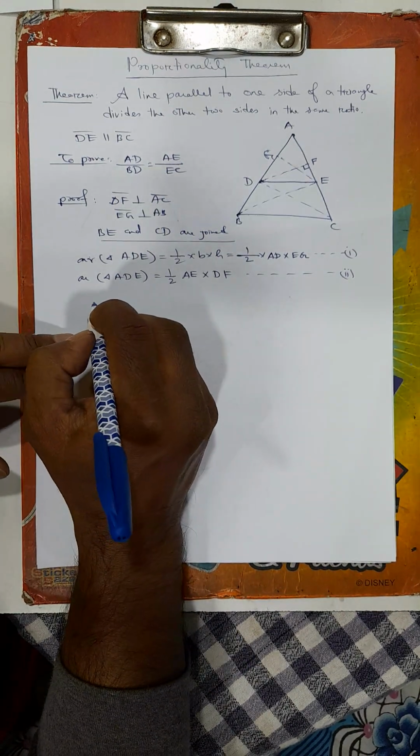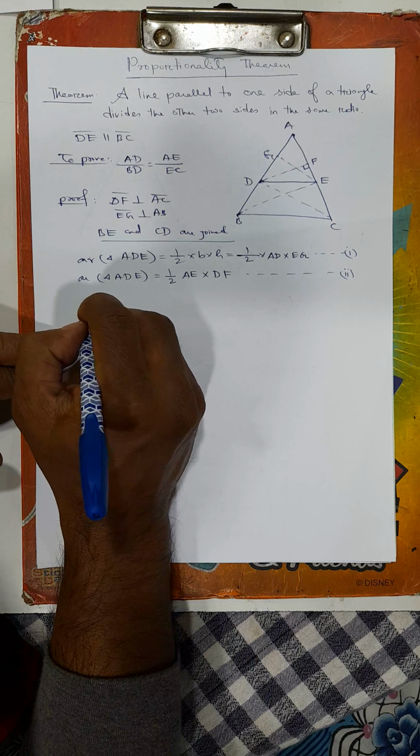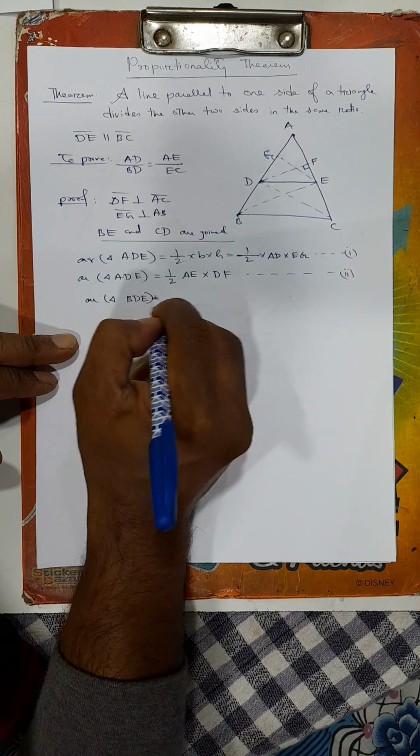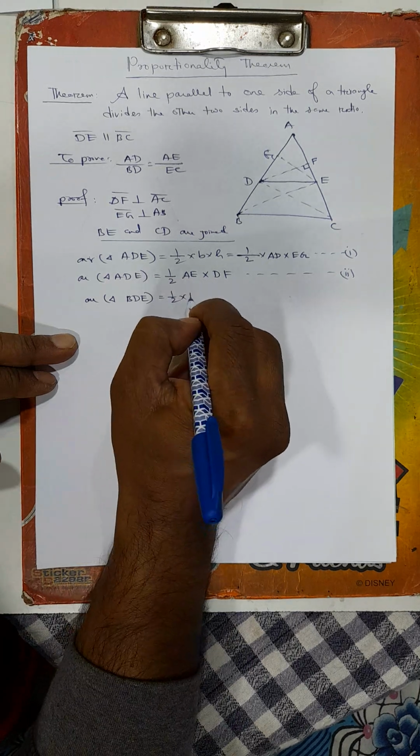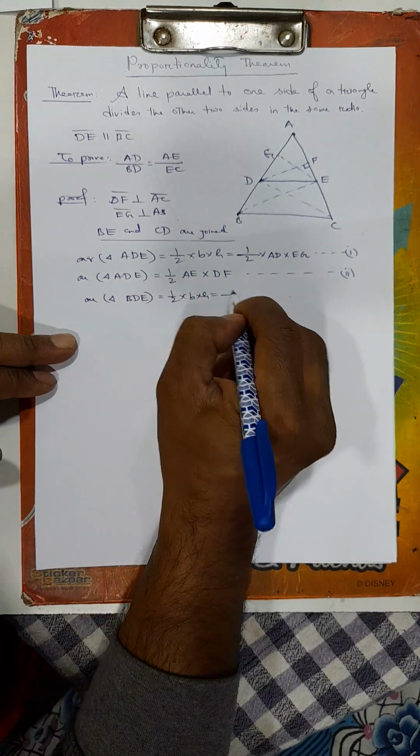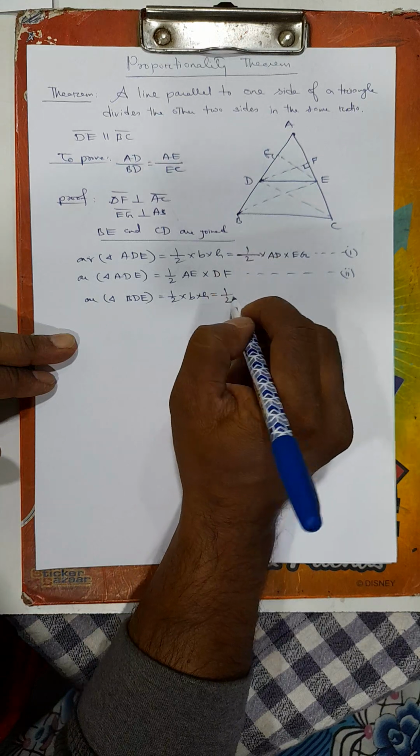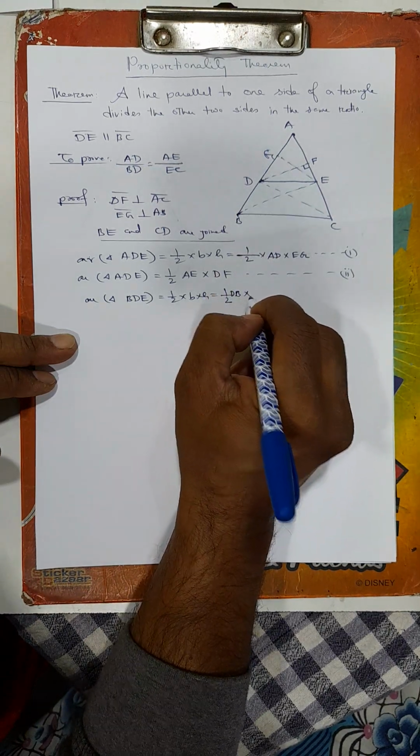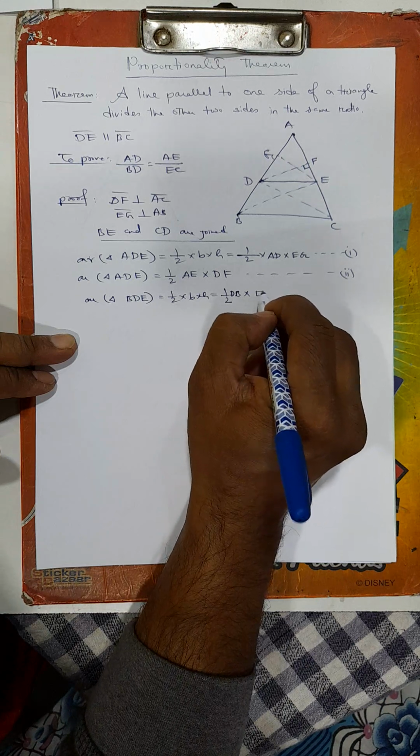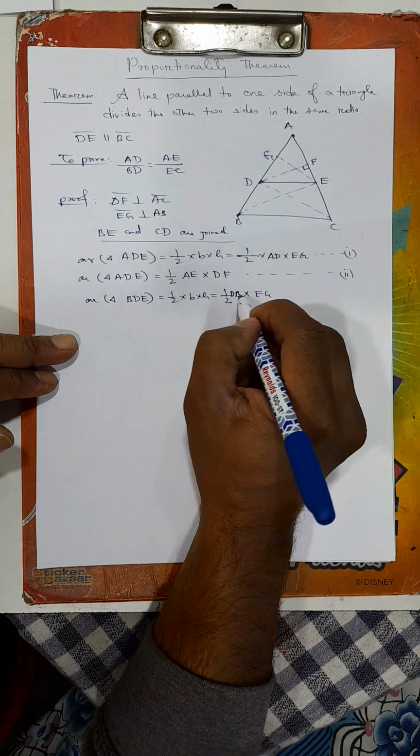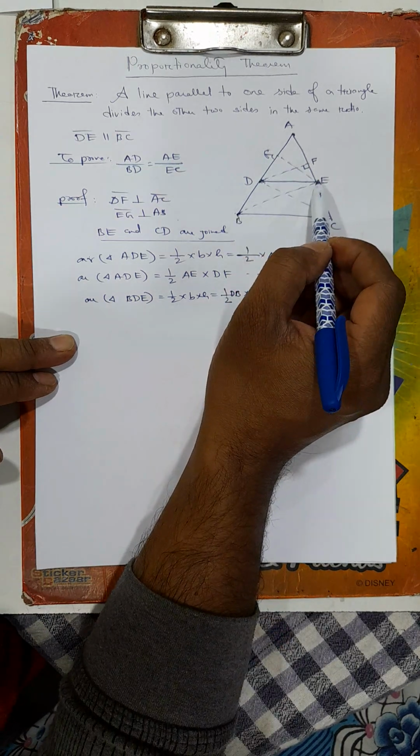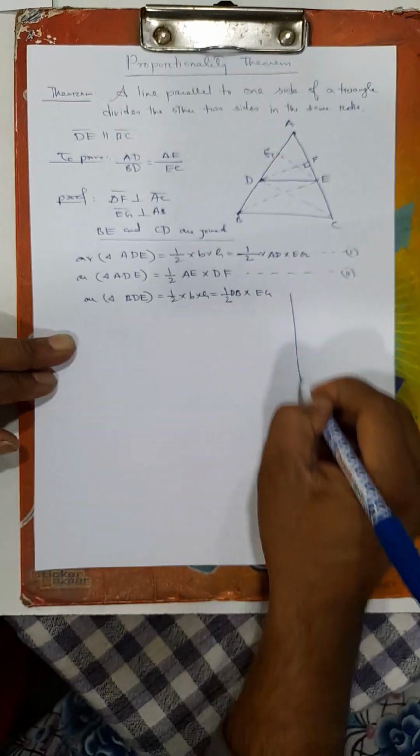Now, area of triangle BDE, half of base into height. What is base here? If you consider BD as the base, BD or DB, into EG, half of base into perpendicular. If you consider BD as the base, EG is the perpendicular, right? You see this triangle.